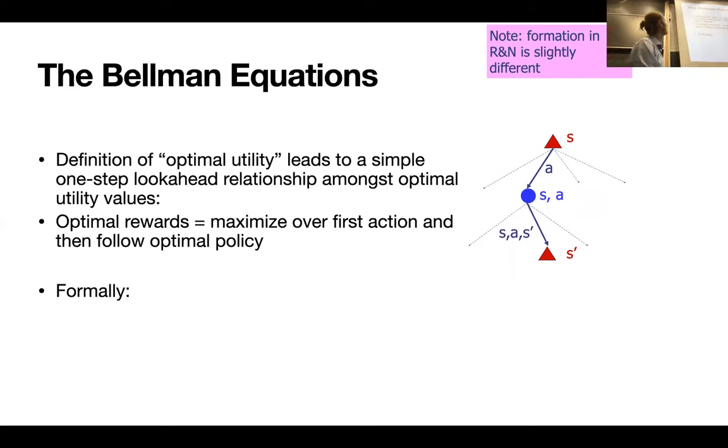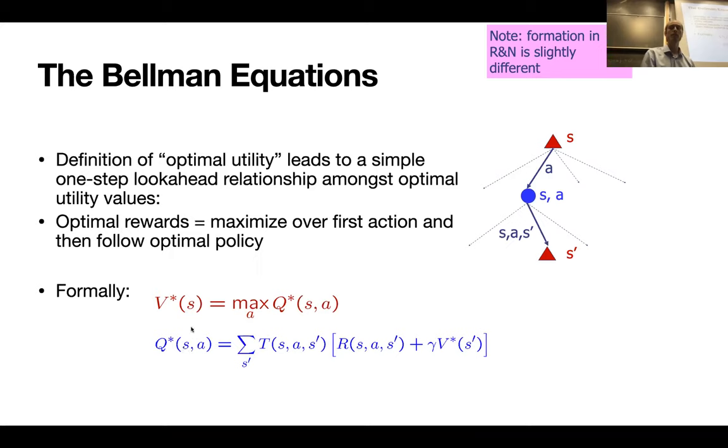Let's recap a bit. The Bellman equations were telling us that the idea of the optimal utility leads to a simple one-step look-ahead relationship among the optimal utility values. We've seen this before: the optimal value V star at state S is a maximum over the Q states, where we take the best action possible, the action that maximizes the optimal Q state.